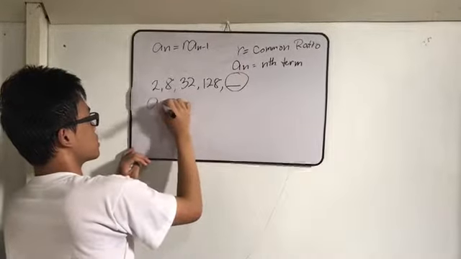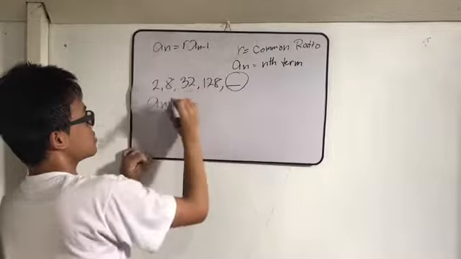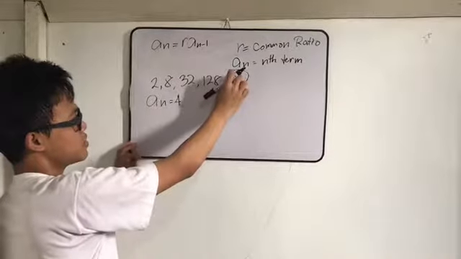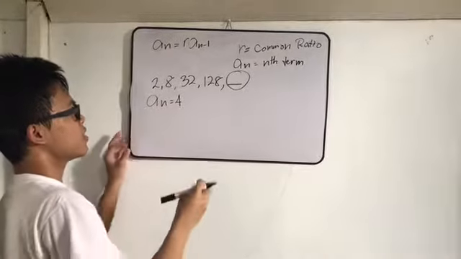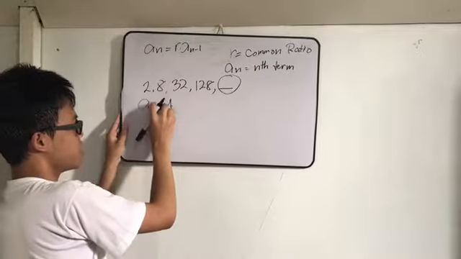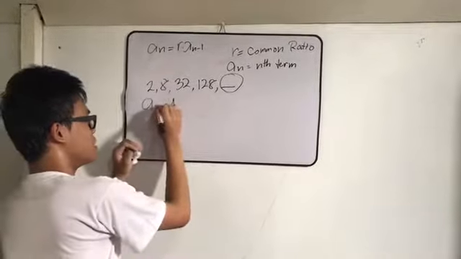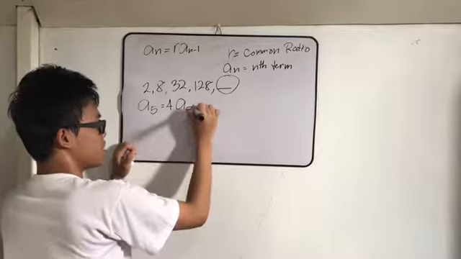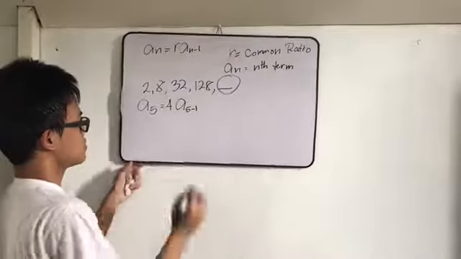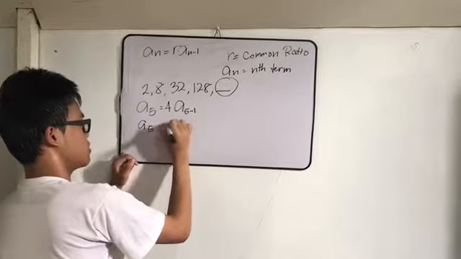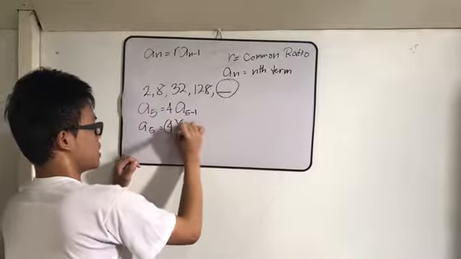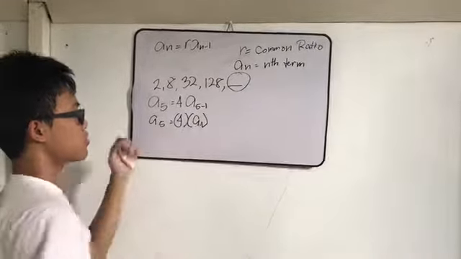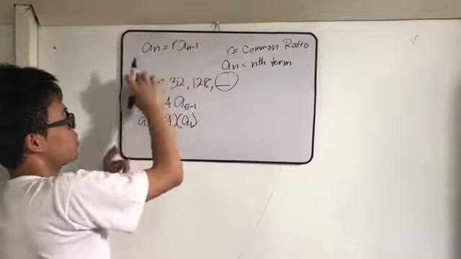So in the formula, r is 4. And since in this example we are finding the fifth term, we're going to change the n here into 5. And in here, a_(5-1). So that is 4 times the fourth term. So 5 minus 1 is 4. So we're going to substitute the fourth term in this sequence here.